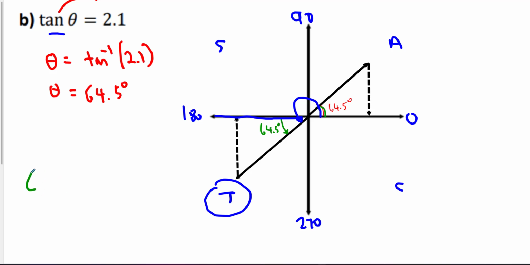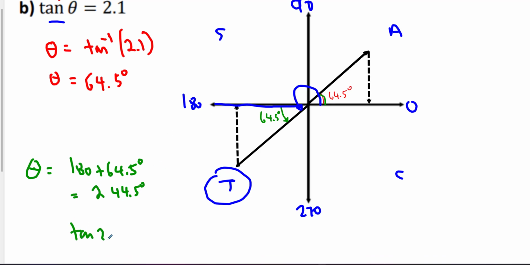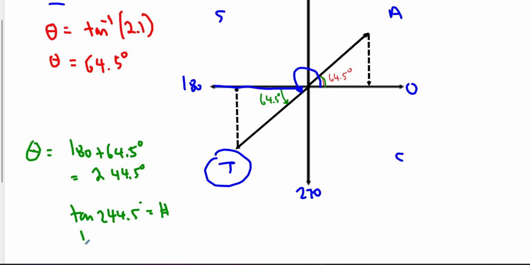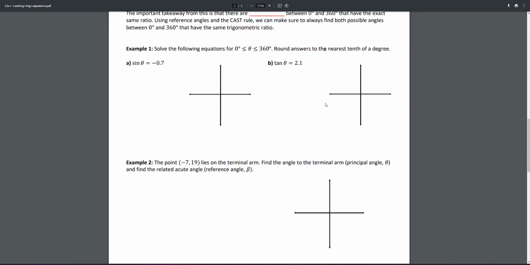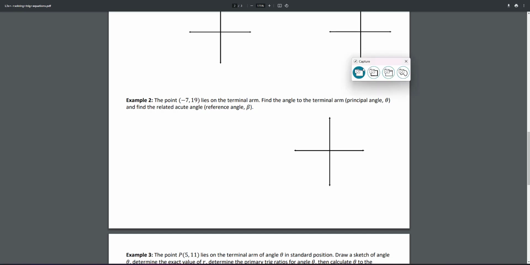So all you have to do is 180 plus 64.5 degrees. That's going to be 244.5 degrees. And if you check your answer, you do tan of 244.5, you'll get a number. And you do tan of 64.5, you'll get a number. And those numbers should be the same or very close to being the same. That's how you can check your answer to see if you did it right or wrong. So very simple stuff. Let us do example 2 now.